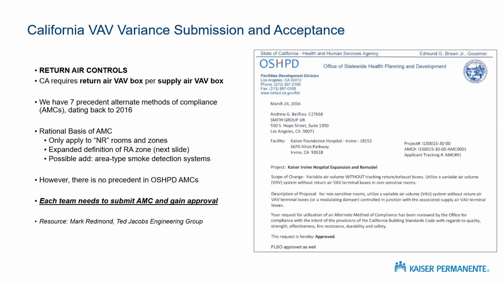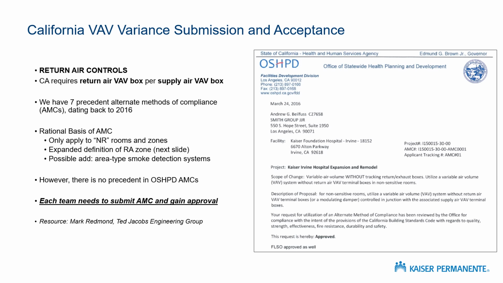So for Californians, this obviously is a paradigm shift because for many, many years we've had this idea that OSHPD doesn't allow VAV systems. And the way the code actually works is that OSHPD requires the California code only. It's unique to California. Out of the 50 states, there are 49 that don't require this and one that does. California requires return air VAV boxes for every supply VAV box. I should say return air or exhaust air VAV boxes for every supply VAV box. That's been in the code since the 90s.